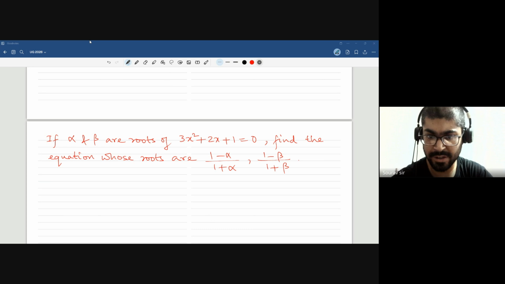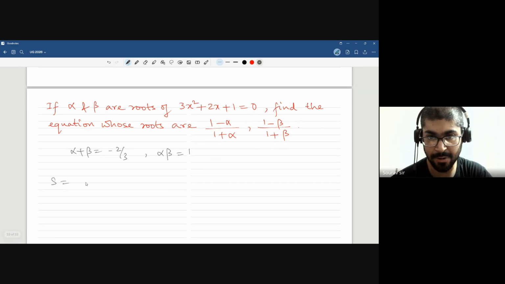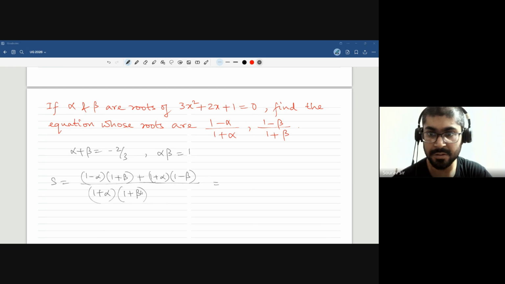Okay, let me do it for the others. Otherwise, I don't think it is moving. So alpha plus beta from here is minus 2 by 3, right? Minus b by a, and alpha beta is equal to 1. So sum of roots will be 1 by alpha plus 1 by beta, and then 1 minus alpha into 1 plus beta plus 1 plus alpha into 1 minus beta, right? That will be the sum of roots.